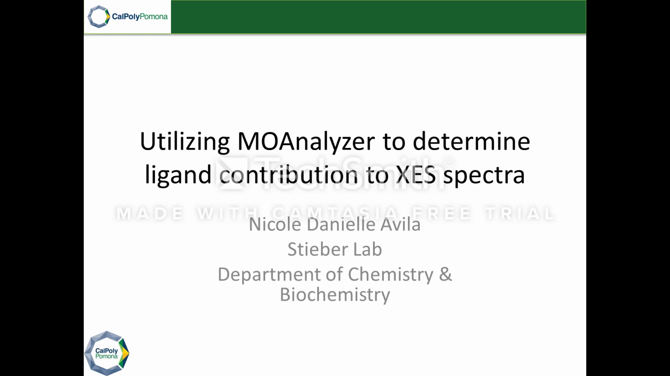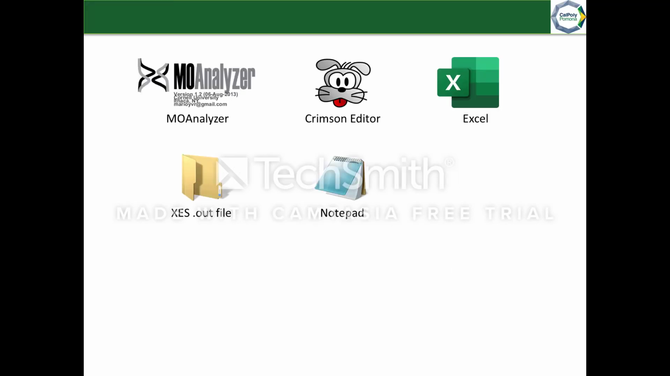Today, I will guide you through an amazing program called MOAnalyzer, where we can actually see the contribution to XES spectra from ligands. As with every great lab experiment, you need great lab equipment. I will link all of the programs that you can find online in the description box, along with the paper that MOAnalyzer was published along with. But as far as this tutorial, you will need MOAnalyzer, Crimson Editor, or the Mac equivalent, Excel, an XES.out file, it has to be from Orca, and a notepad.